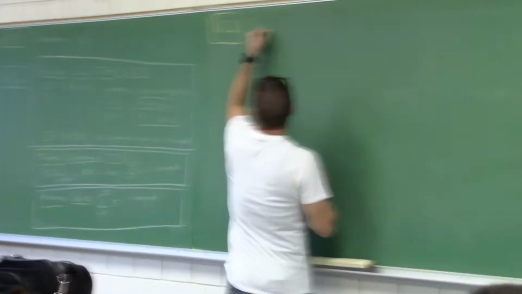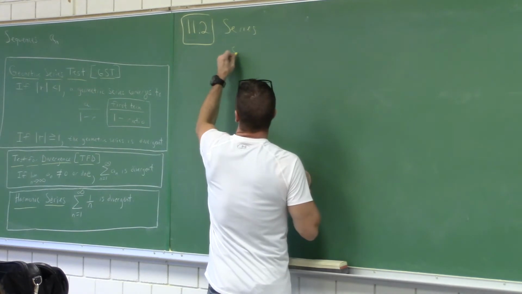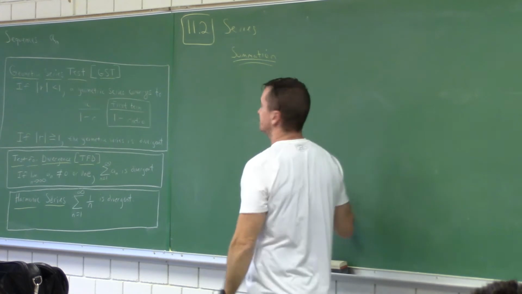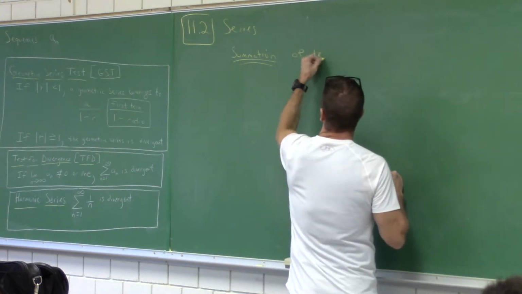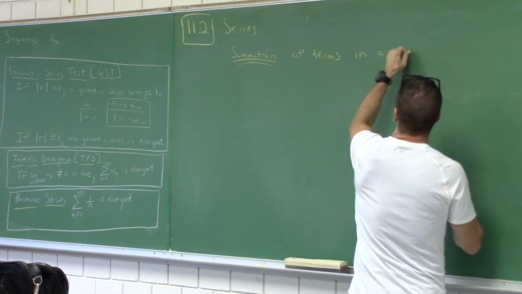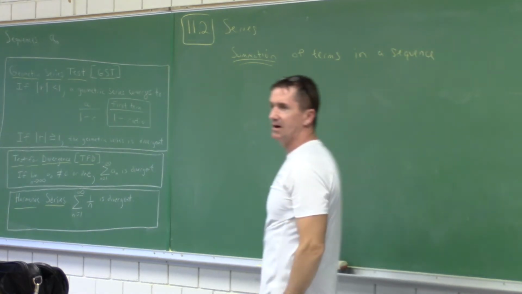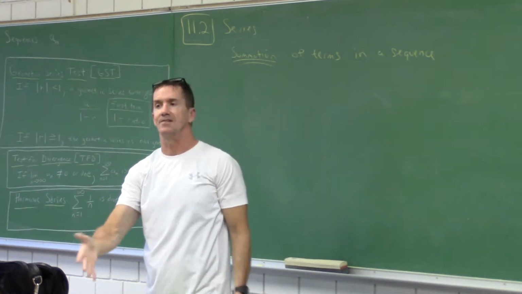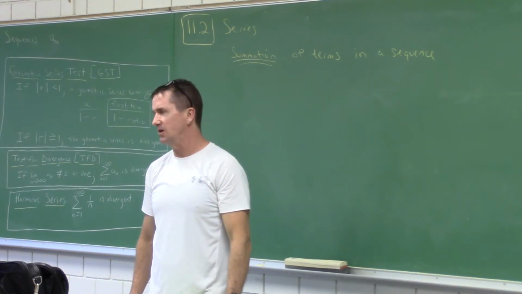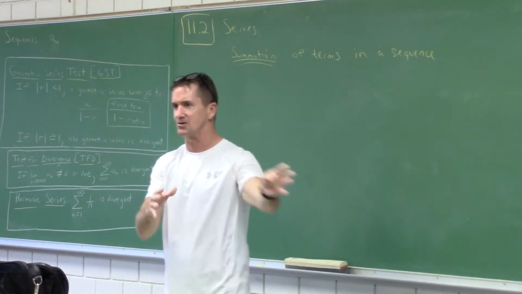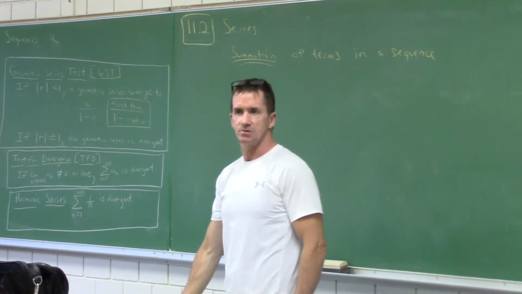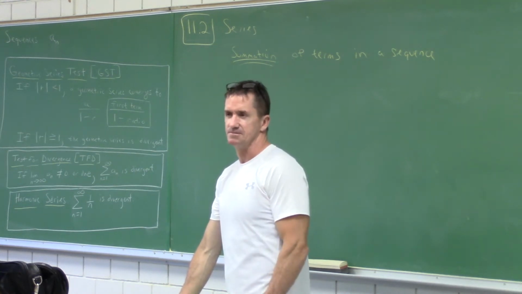Series is a summation. Adding summation of terms, those were the y values, in a sequence. And from here on out, 11.2, 11.3, 11.4, 11.5, 11.6, we're just going to look at series. How do we determine whether those converge or diverge? We're just going to be adding numbers, right? We want to know if you keep adding the numbers, do you converge to a number, or does it just head towards infinity? So we use specific tests for this.